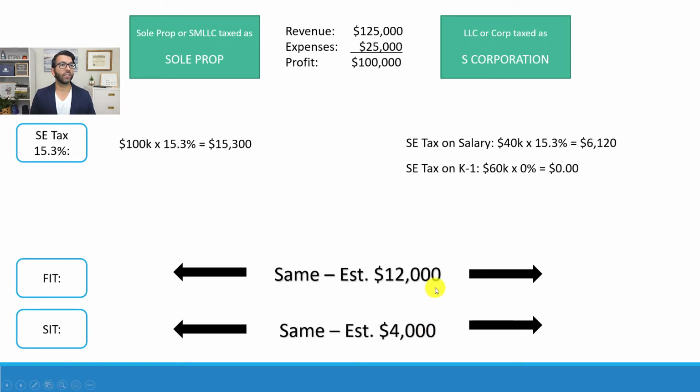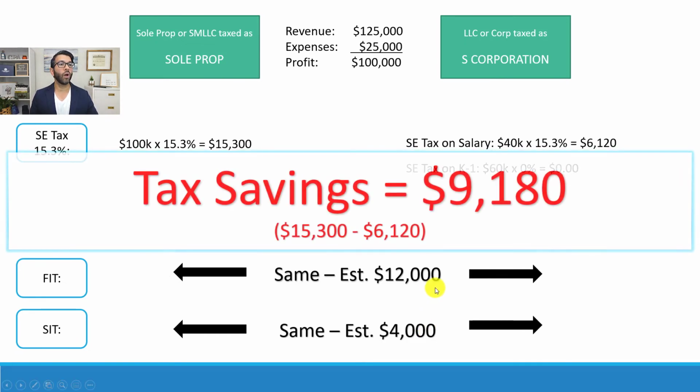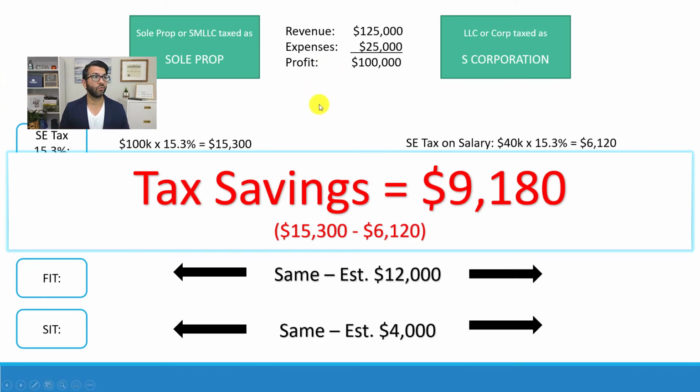So what's the difference here? How much are you saving? Well, in this example, there's a tax savings of almost $9,000. And how we got there is we're taking the $15,300 in self-employment tax that you were going to pay, comparing it to the $6,000 or so that you're paying here with the S corporation. If you're a little more technical or business savvy, you know there are some other deductions that I'm not counting here, but this is about the tax savings. Let's say it's 8 grand that you're saving in taxes, which is great.